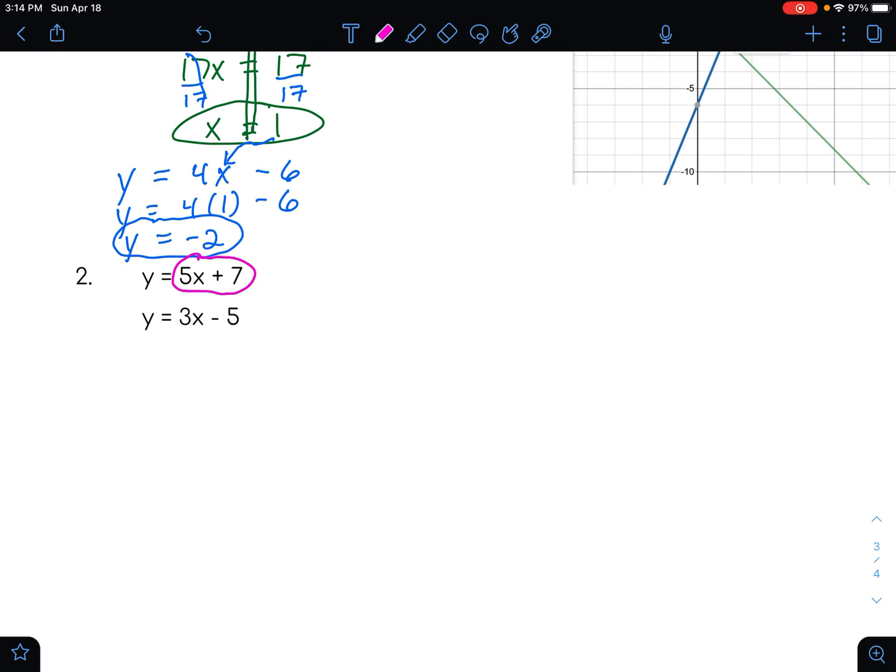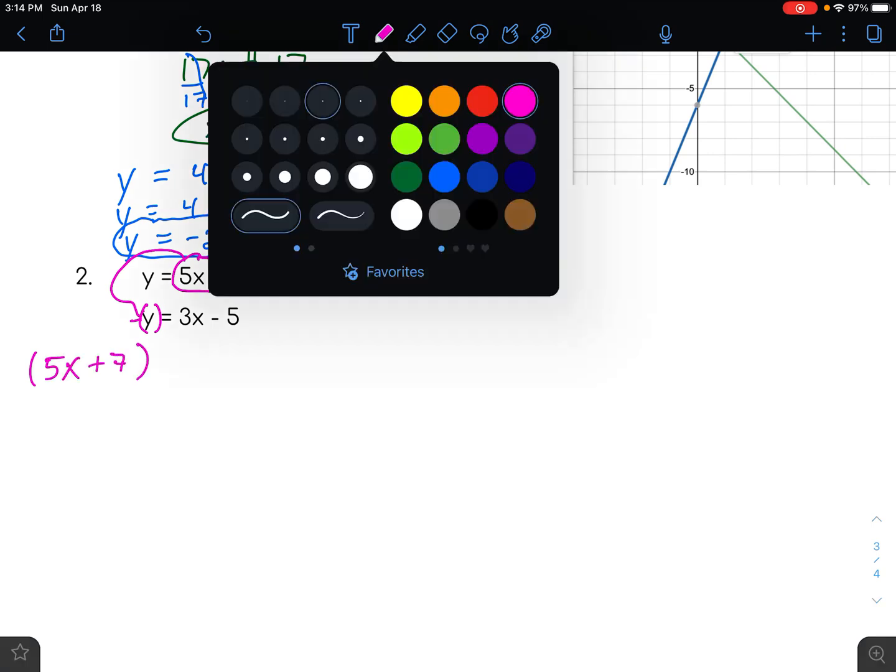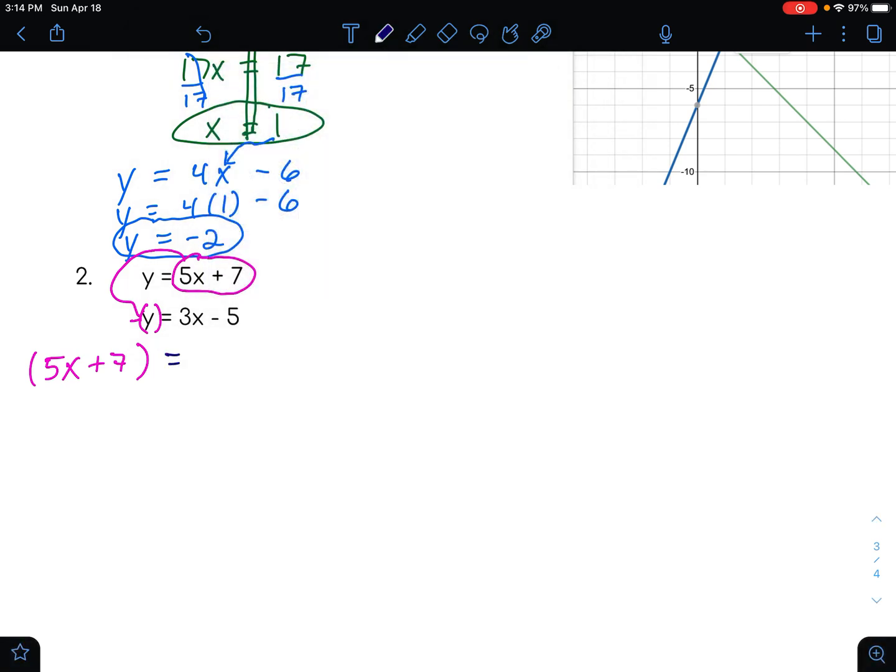So since y is equal to 5x plus 7, that means that I can trade that out for the y value. In this case, the y value is over here on the left side of the equation. So I'm going to draw the arrow over there, and then I'm going to make that substitution step. So 5x plus 7 now goes in place of the y, equals 3x minus 5, so I did that substitution step.